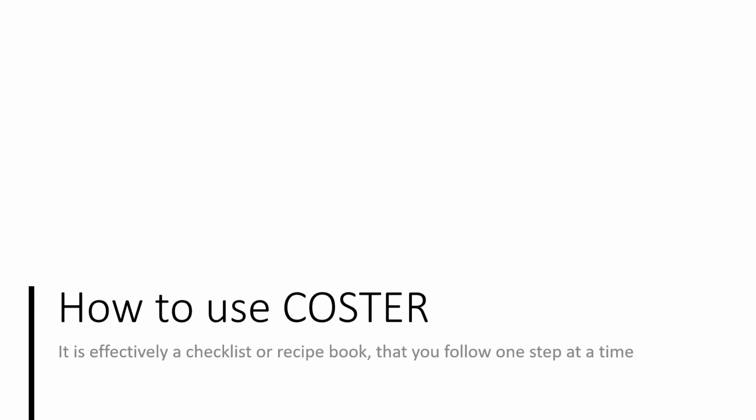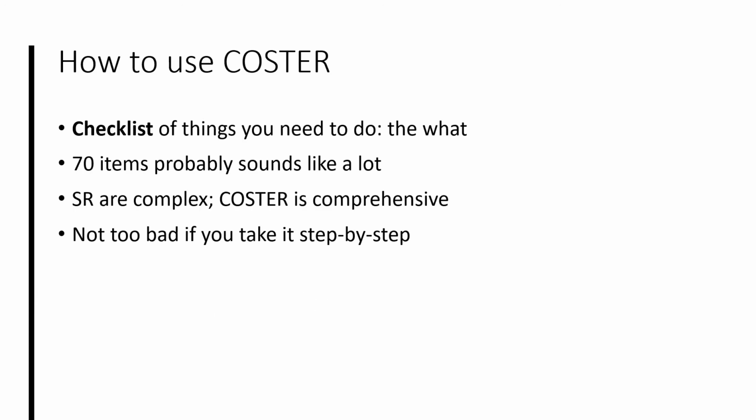Now, some people might view these things as checklists. I like to think about COSTER as being more like a recipe book that you follow one step at a time as you're trying to put together the ingredients and mix it up and then bake your systematic review, so to speak. If you're presented with COSTER, so you look at the manuscript, which is pretty long, it's like 14,000 words, and you look at your list of 70 items and the big explanatory document, you might be starting to think, oh, I may be a little overwhelmed here.